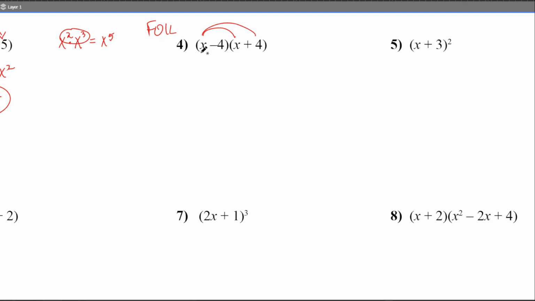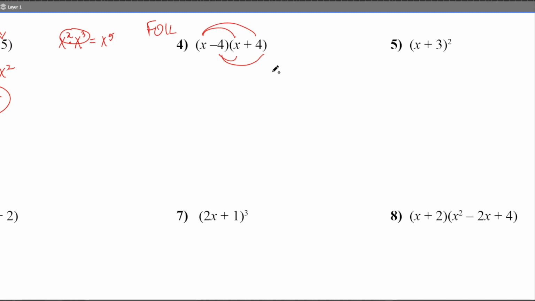These are the outside terms, right? This is on the outside here. This is on the outside here. That's why we call it the outside. Then we do the inside terms. These are the two that are on the inside. All right, we multiply those together. And then we do the two last terms, which would be this one and this one. All right, so that's why we call it FOIL method.